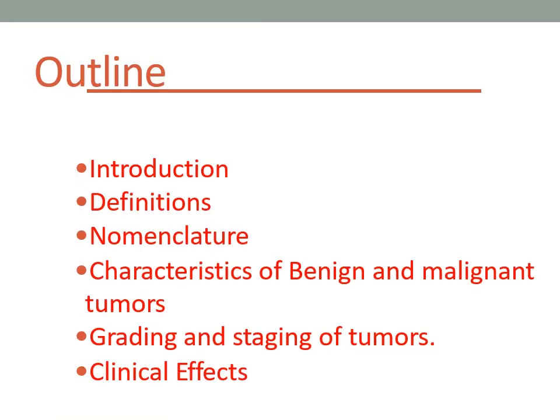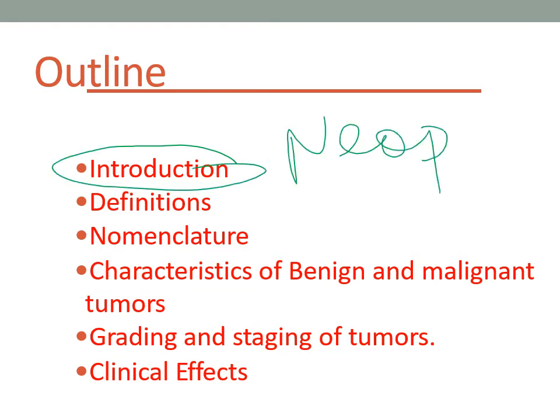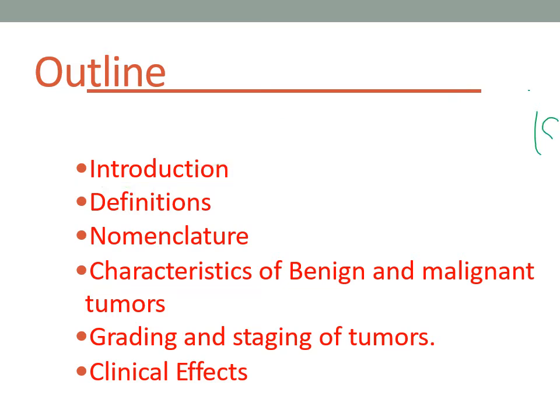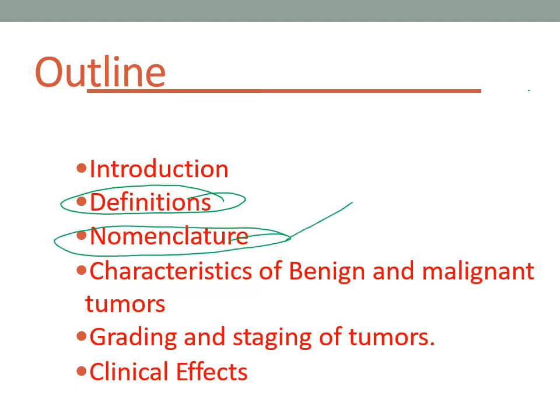In this discussion, we have the following outlines, which I call learning objectives. We have to pass through introduction of neoplasia. So it's very important to be introduced to neoplasia. After that, we have to pass through definition of important terms in neoplasia. Then we have to pass through nomenclature. Nomenclature means naming. We have to see how neoplasia are named.